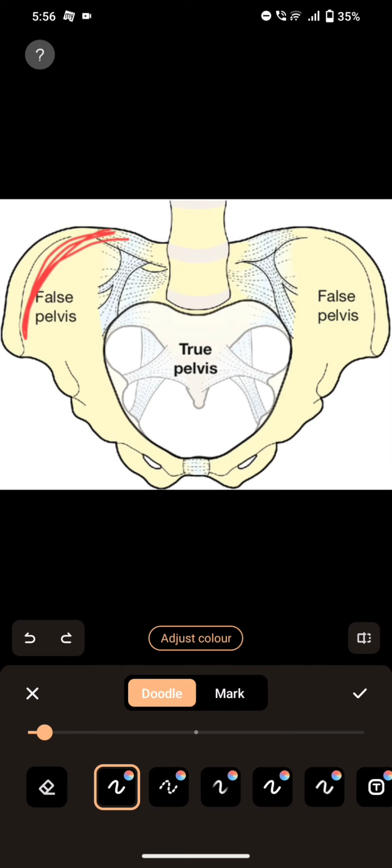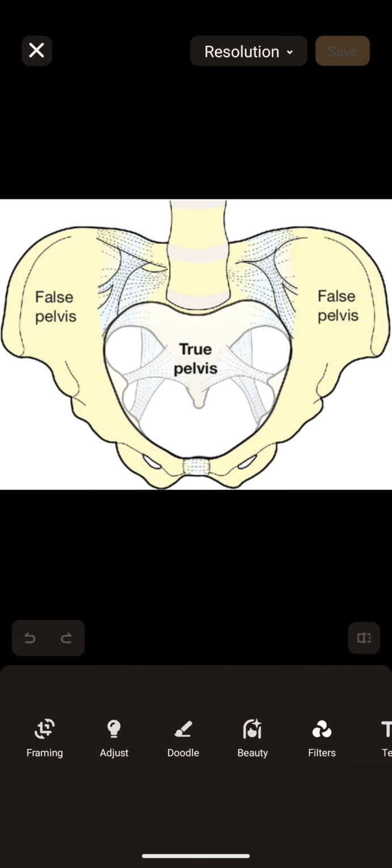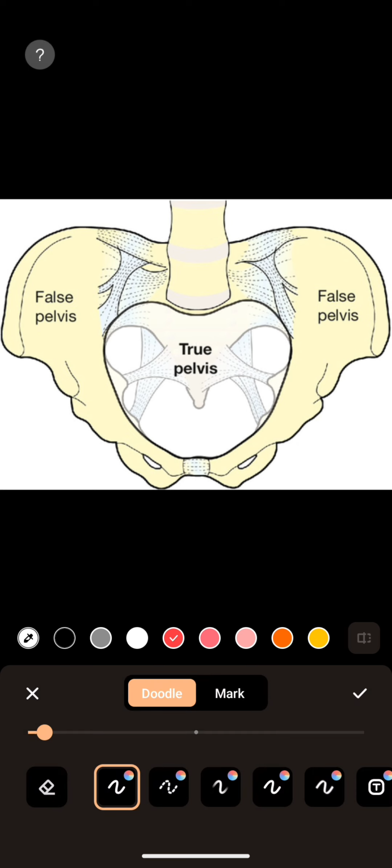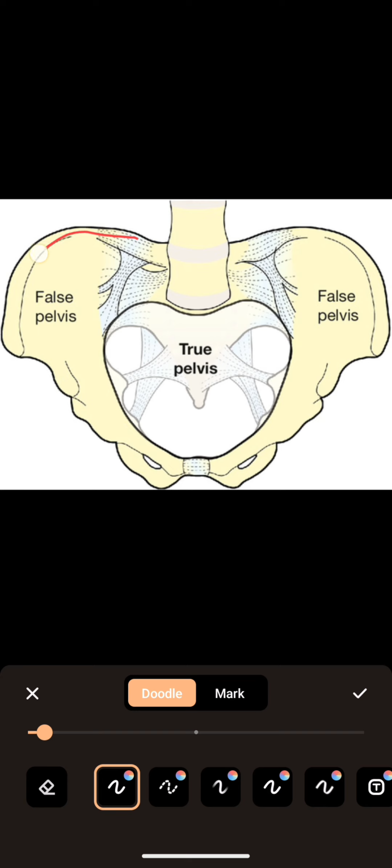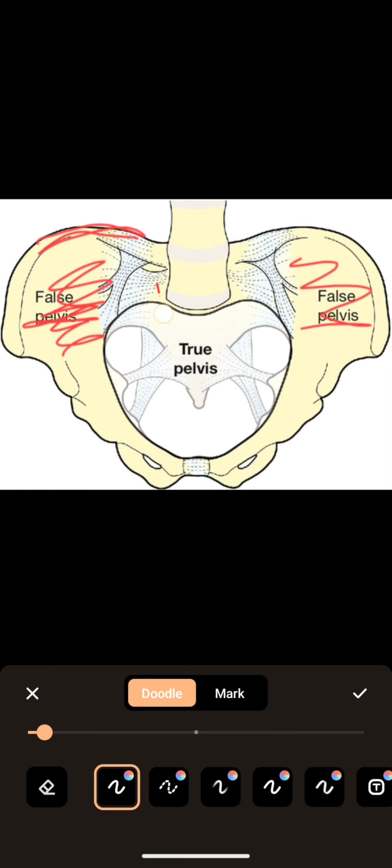Today we are going to learn about the structure of pelvis. There are two types of structures in pelvis. One is false pelvis and the other is true pelvis. Let's see false pelvis first. So false pelvis is formed by this upper flared out part, then this iliac fossa laterally, and posteriorly the sacrum.